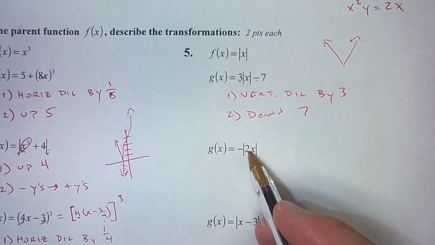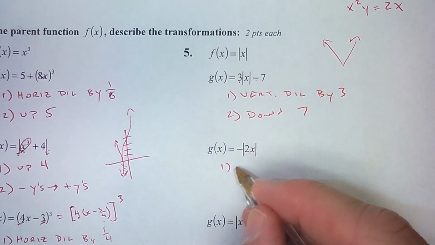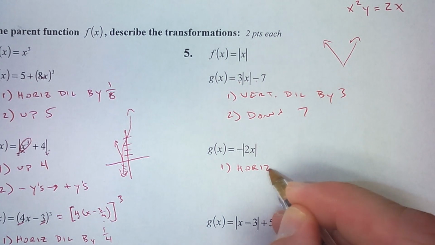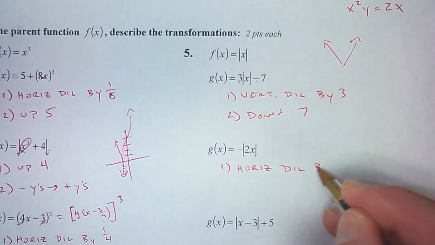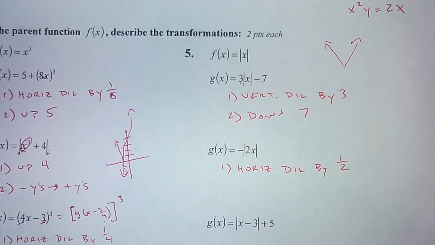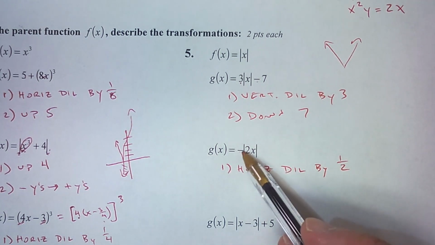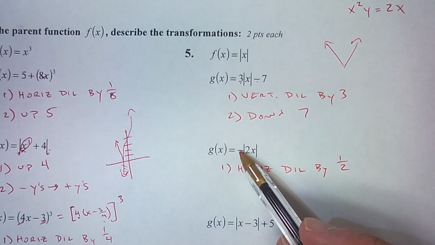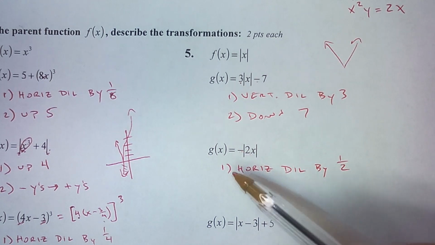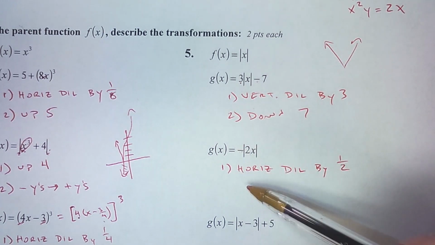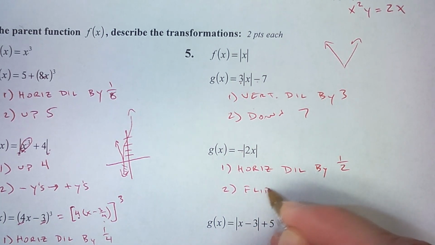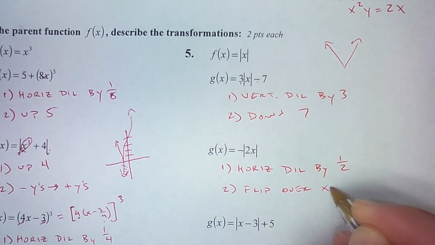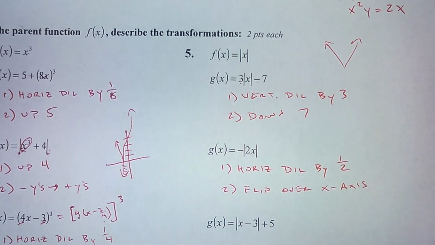Okay, here we are multiplying inside and then multiplying outside by a negative. So inside first, and that's horizontal. Anything inside is horizontal. Multiplying inside is a horizontal dilation by the reciprocal, so by 1/2. Then multiplying by a negative is a reflection, and since it's outside, it is vertical, so it's flipping vertically over the x-axis. So it will flip over x-axis.